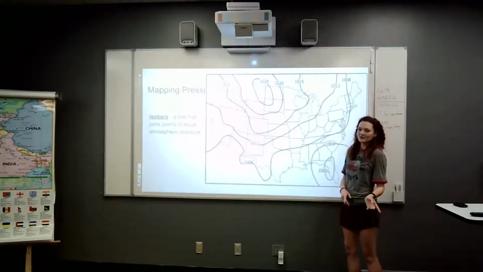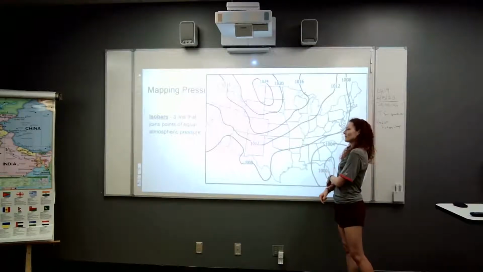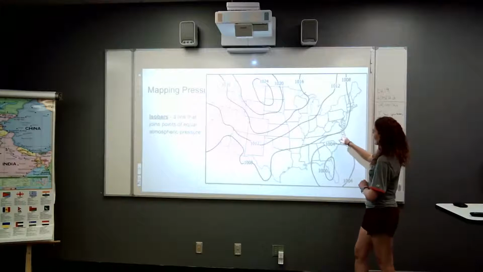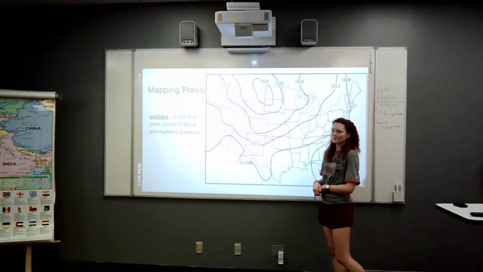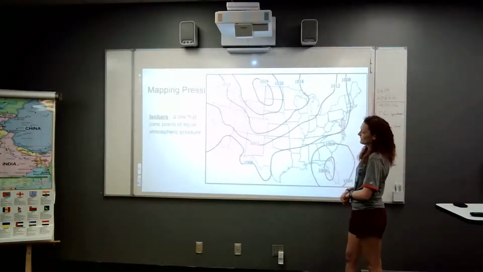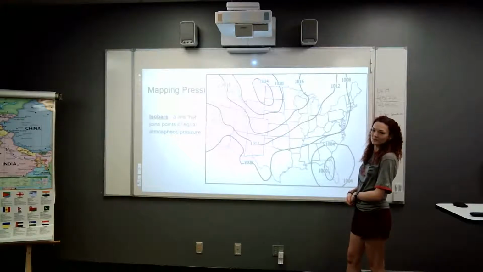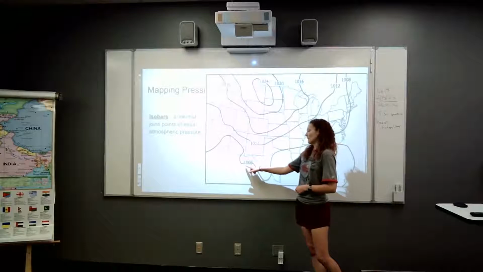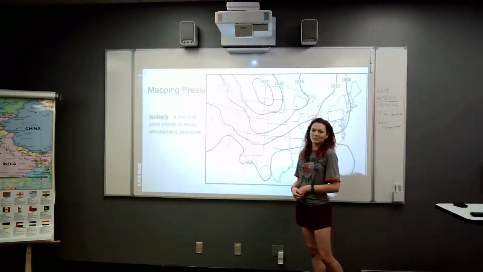Now that was measuring pressure. This is mapping pressure. We map pressure with lines called isobars. All these different lines on this map are isobars, and they represent equal areas of atmospheric pressure. This line right here, for example, this isobar represents 1,008 millibars of pressure.